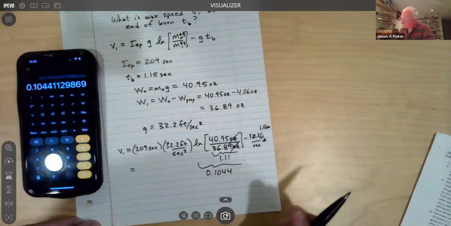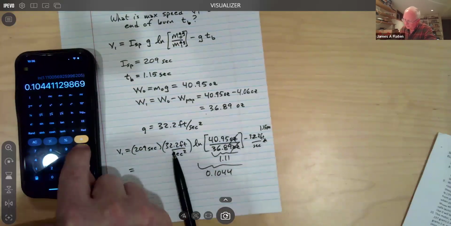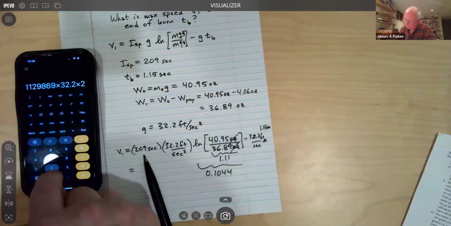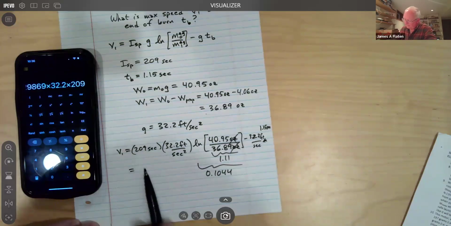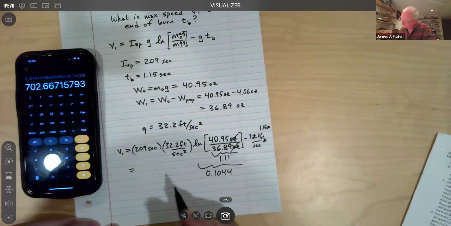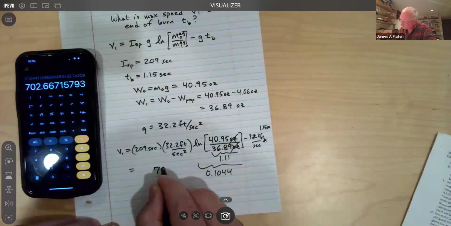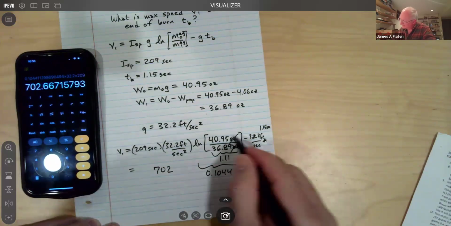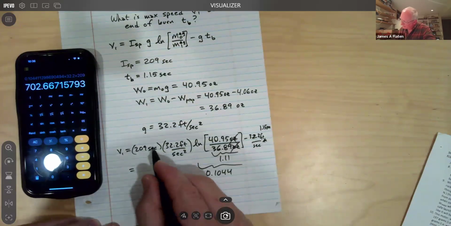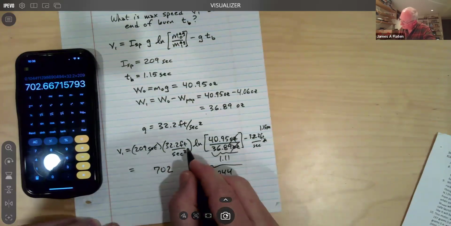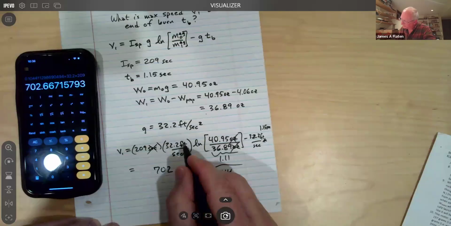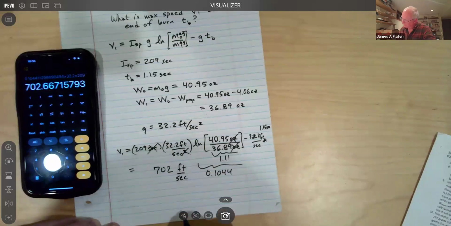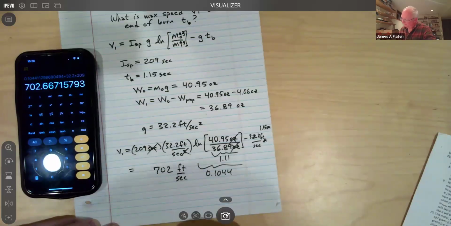And then I'm going to multiply that by 32.2 and multiply that by 209 equals 702. And what are my units here? This entire thing here is unitless. And here I cancel the seconds with one of the seconds here, and I end up with feet per second. Very good.